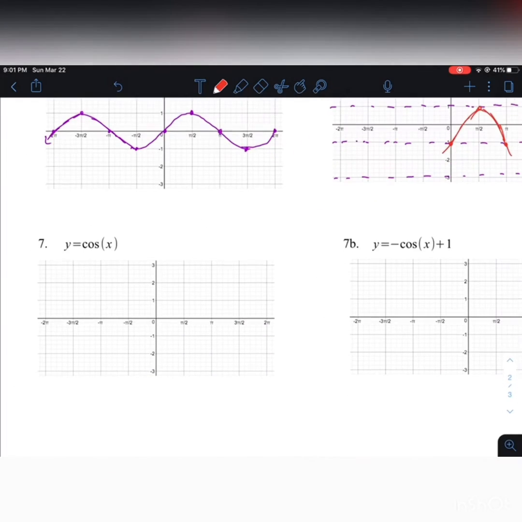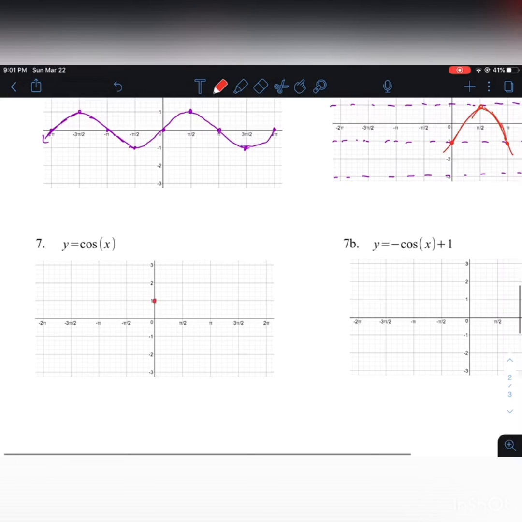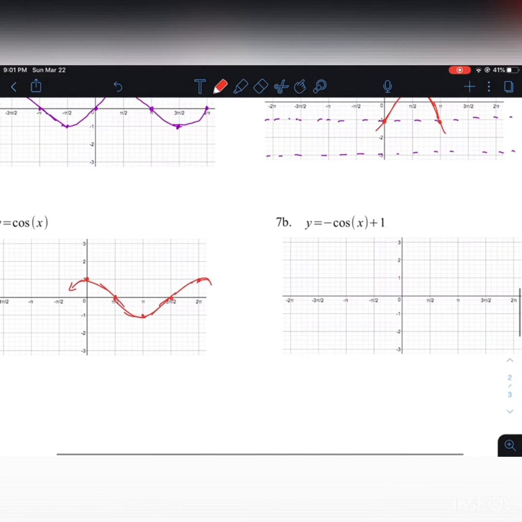Now remember, the cosine graph starts at its top. It goes top, middle, bottom, middle, top. There's that smooth curve. And then it keeps going in this direction. And then the negative cosine, so you're supposed to continue this one.